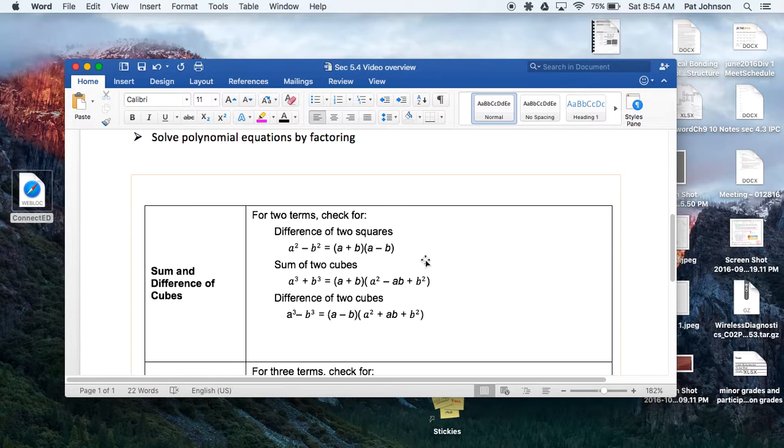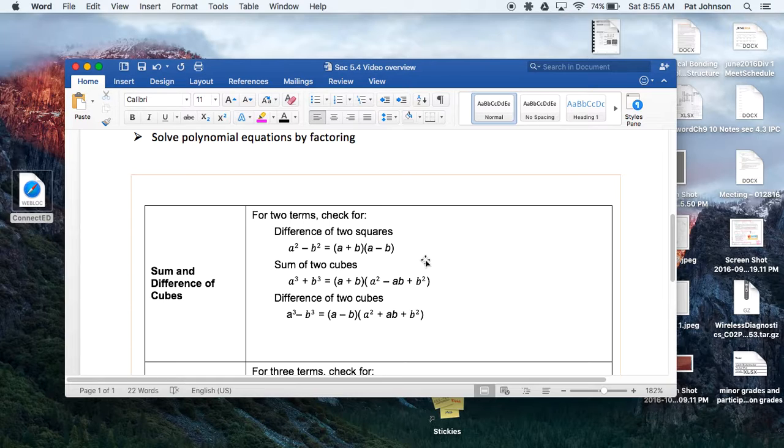So sum is just addition. What you do is you take the cube root of a, whatever sign, whether it's plus or minus, the cube root of b, times a squared, so that would be the cube root of a, and you square it, and you take the opposite sign, which is minus, and then the product of ab, plus b squared. You do the same thing for the difference of cubes, except the only difference is the signs, but you factor them the exact same way. All right, so if a polynomial is not factorable, we call it a prime polynomial.